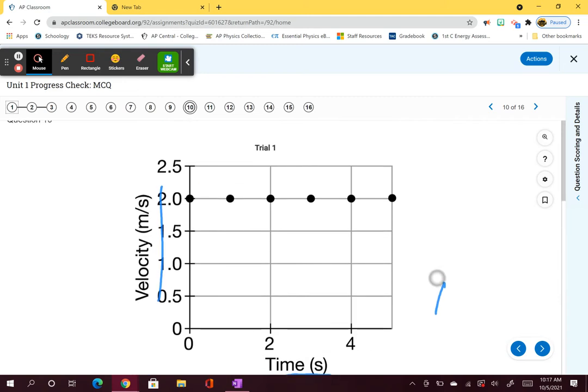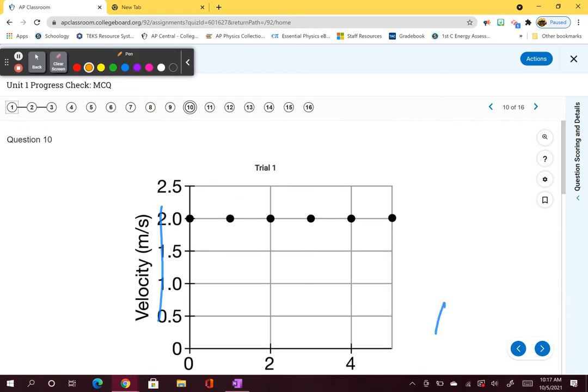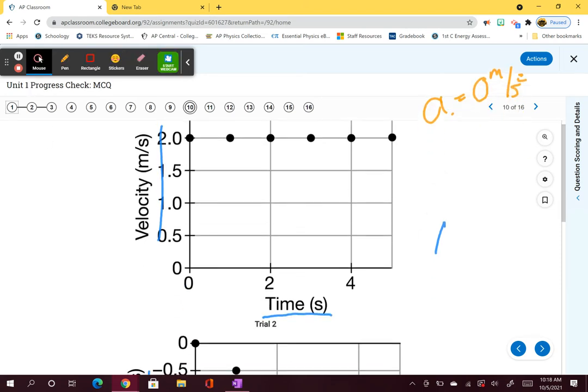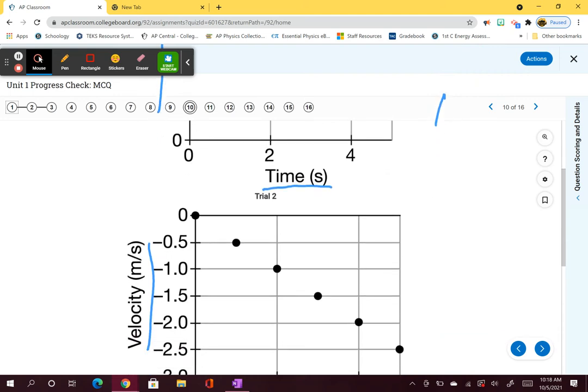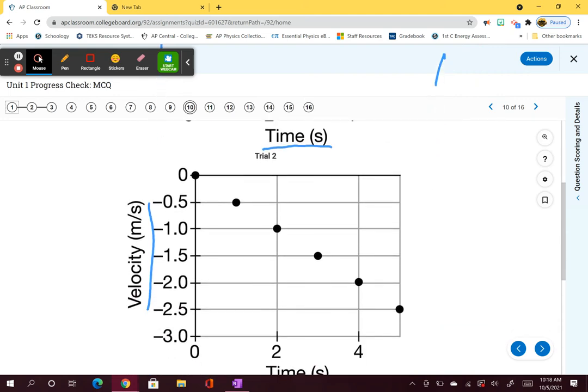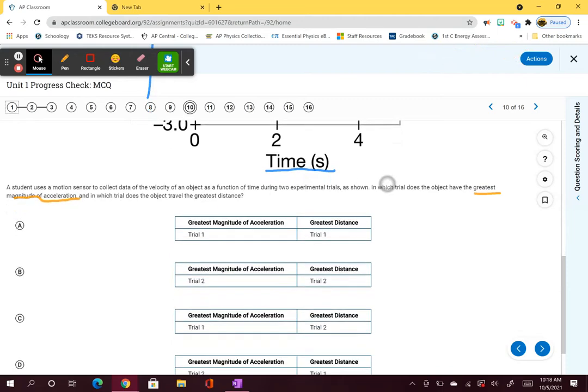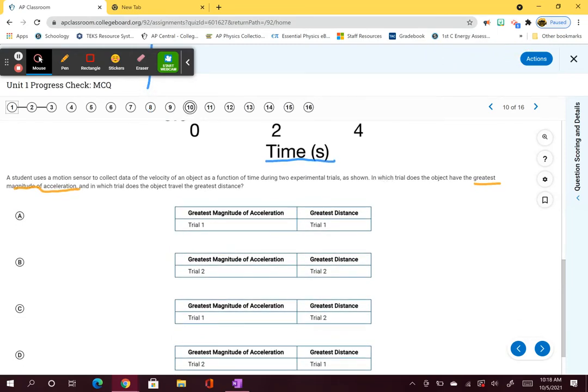So if your velocity is constant, what is your acceleration? Hopefully you know that your acceleration is 0, because it's not changing. Your velocity is constant. For trial 2, you have some type of acceleration. You can sit there and do the math if you want to, but we know that acceleration is some type of number. So, greater magnitude of acceleration will end up being trial 2.